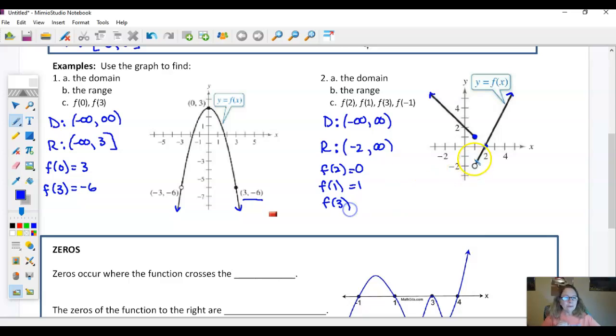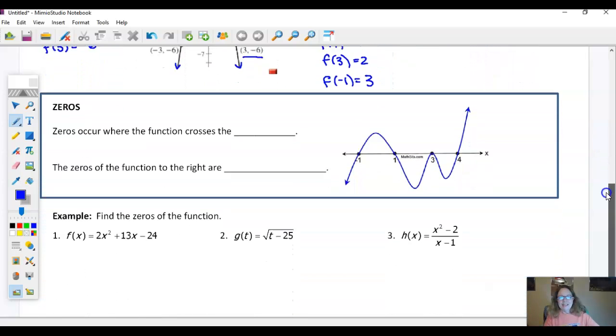F of 3, when x is 3, I'm going to eyeball that one and call that one 2. And then f of negative 1, also going to eyeball that one. That one kind of looks like it's up at 3.